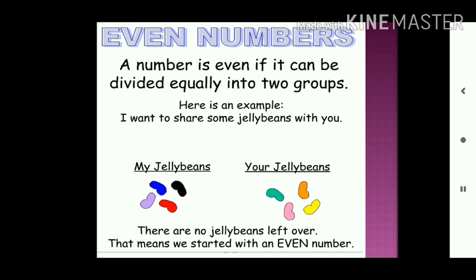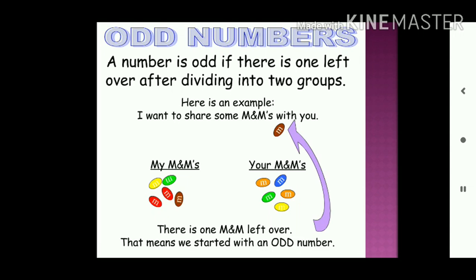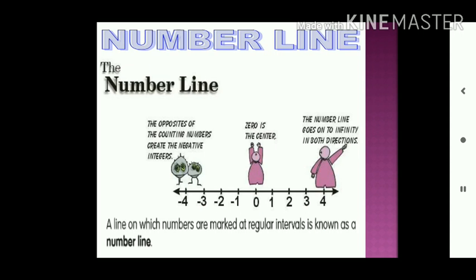Okay? Now, odd numbers. A number is odd if there is 1 left over after dividing into 2 groups. So, an odd number is just 1 extra than an even number. Right, children? Let's move on to the next topic, that is number line.